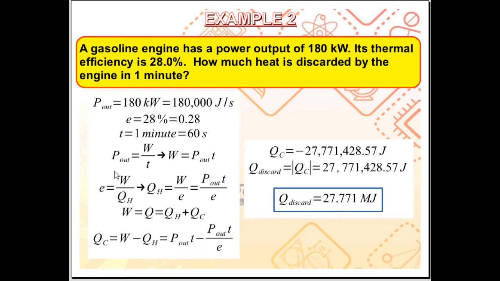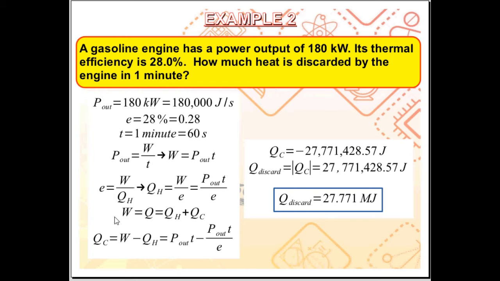Now, the equation for power is basically work done divided by time. Therefore, we are able to calculate the total work done. W is equal to P out times T, power times time. Efficiency of the engine is given by W over QH. Isolating QH, we have QH is equal to W divided by efficiency. Work is just power multiplied by time.